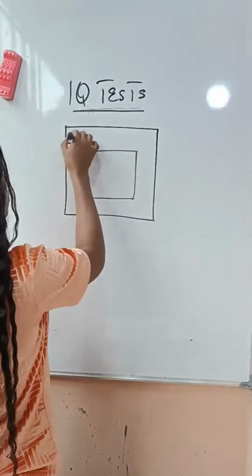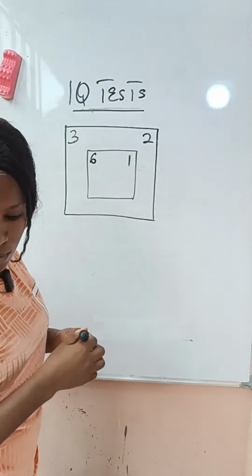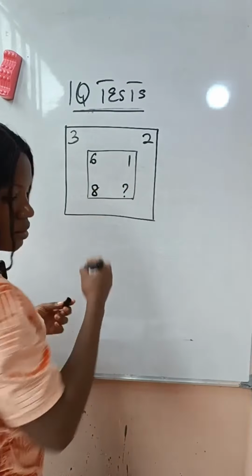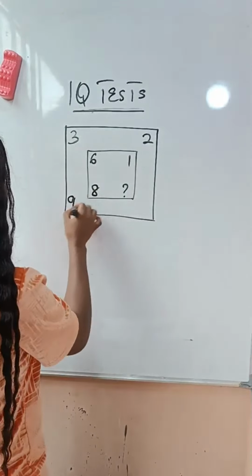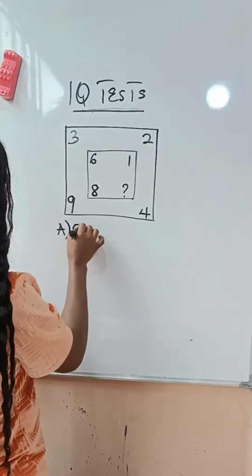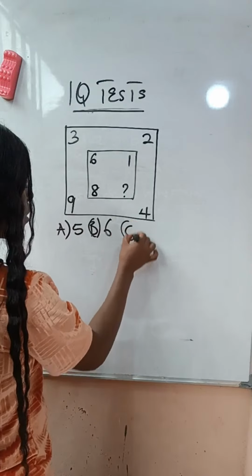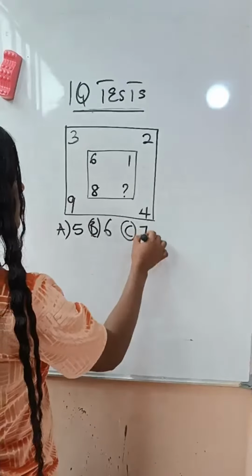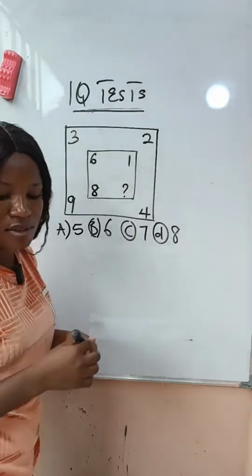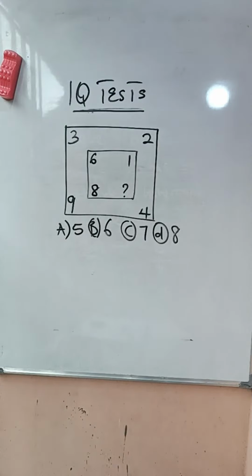So we have 3, 2. We have 6, 1. We have 8. We have 9. We have 4. Now option A is 5. Option B is 6. Option C is 7. And option D is 8. Now, which one is the right answer?